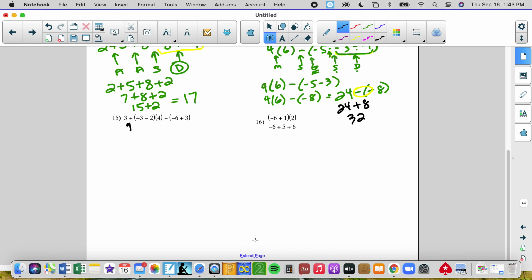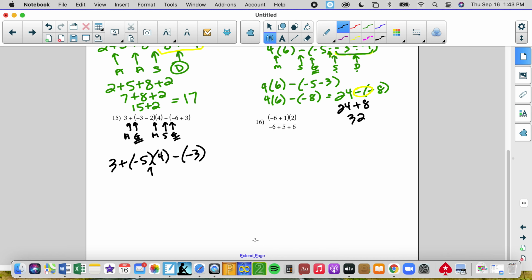So we have addition, a grouping symbol, multiplication, subtraction, and a grouping symbol. So addition, grouping, multiplication, subtraction, grouping. Inside the grouping, we're going to do the one on the left first. -3 minus 2 is -5 times 4 minus, and let's do the other grouping symbol. -6 plus 3 is -3.